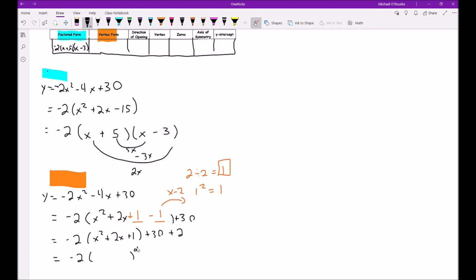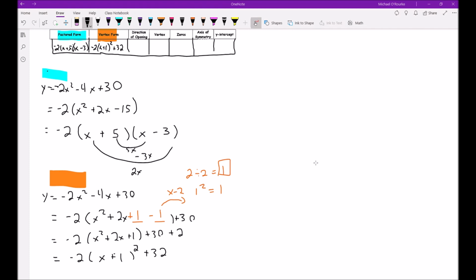And what's going to go in my bracket? What's going to be my factored form of this? Can you guys tell me? What's going right here? Good. Plus 1. Good. The thing I squared up here, it goes in there. Perfect. So now we have this. So it's -2 bracket x plus 1 squared plus 32. Okay. Now, let's take a look.